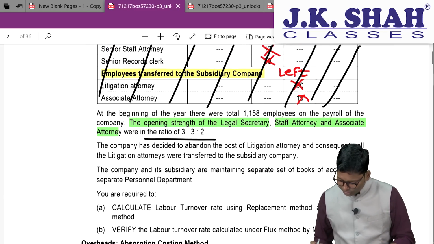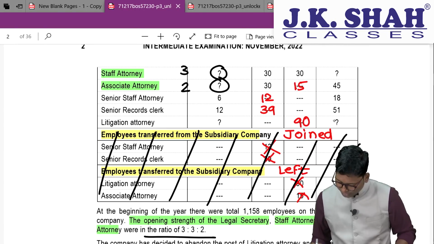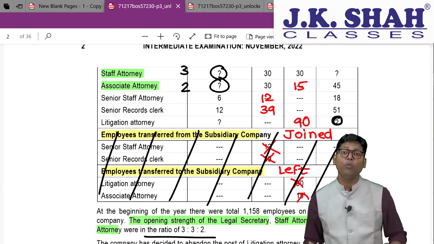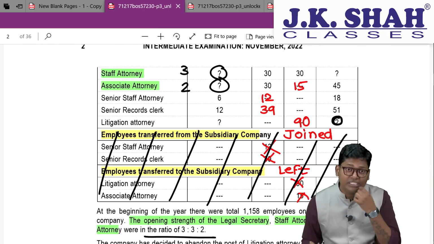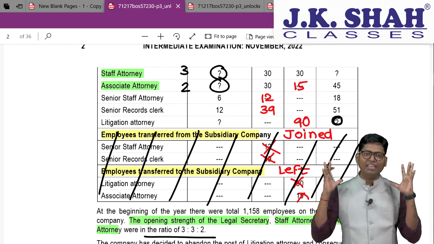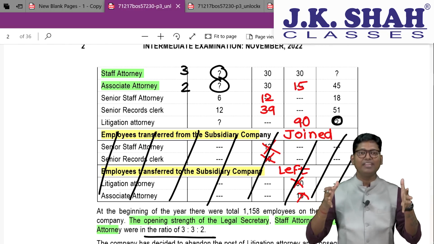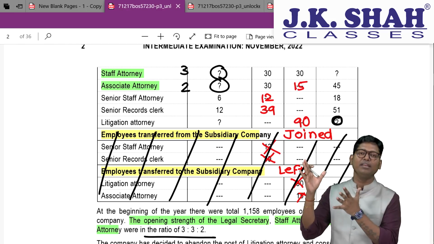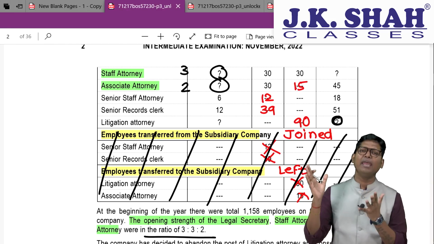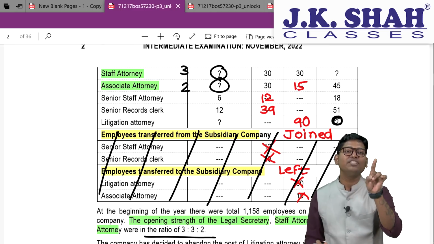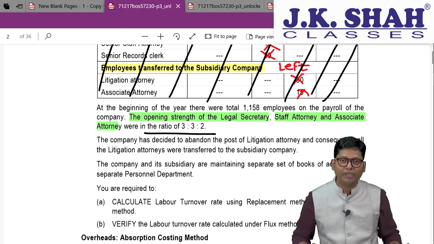So litigation attorney, in my calculation at the end of the year, I am recording there 0. Why I have put 0 there? Because this post is no more, it is cancelled by the company. So all the employees working on this particular post as a litigation attorney have left the organization, or you have removed them, or you have asked them to join your subsidiary company, and you have cancelled this post from the holding company.